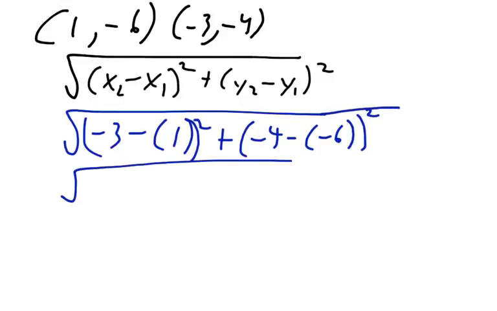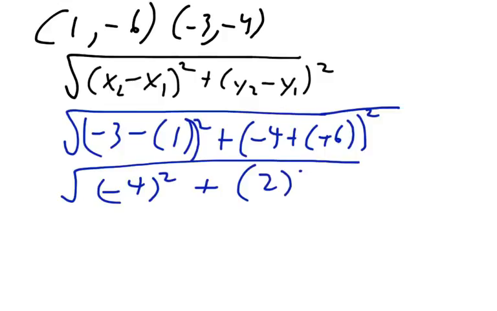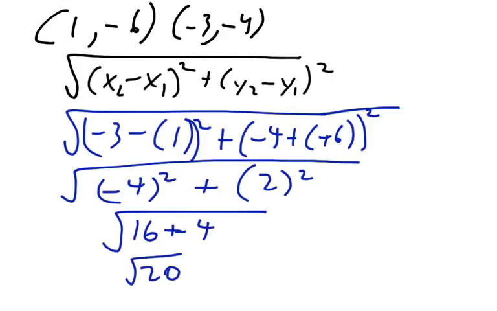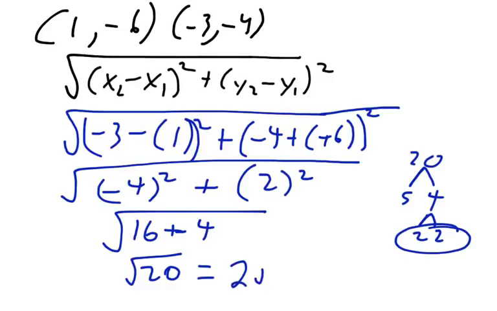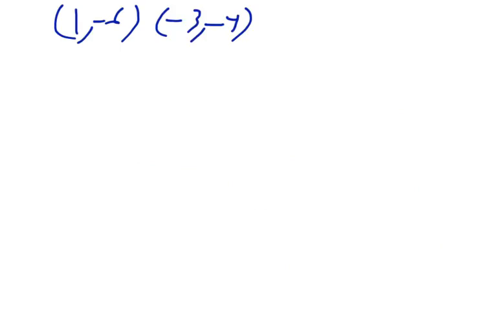So negative 3 minus 1 is negative 4 squared. Two negatives make a positive, so that's 2 squared. We should always be adding two positive numbers here. And so we got the square root of 20. 5 and 4. 2 and 2. We got 2 square roots of 5.